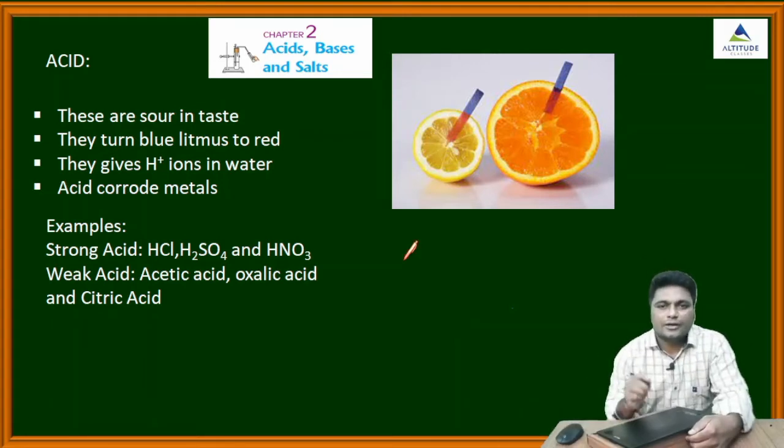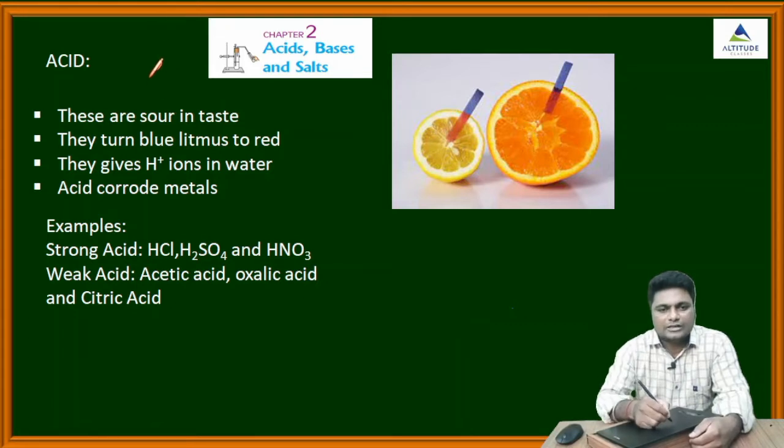So see here, you must have studied in your previous classes what is acid, base, and indicator. So a little bit we will revise all those things. Then again I will start the chemical reactions of acid and base. Okay. Now let's see here.